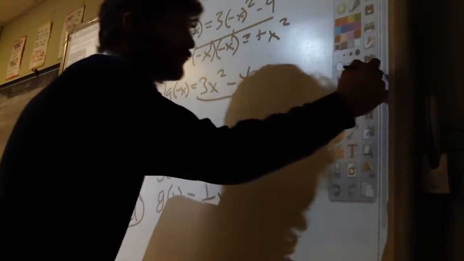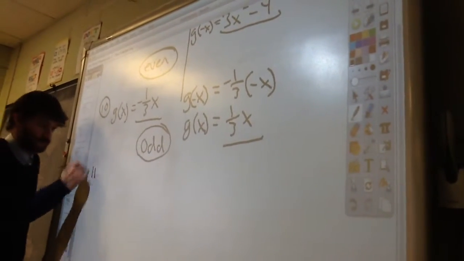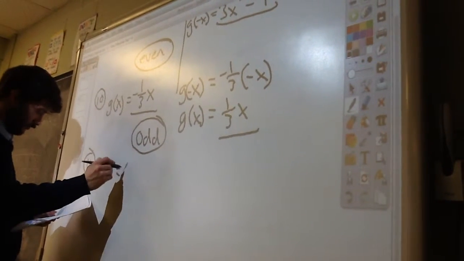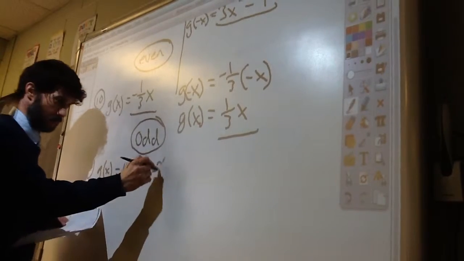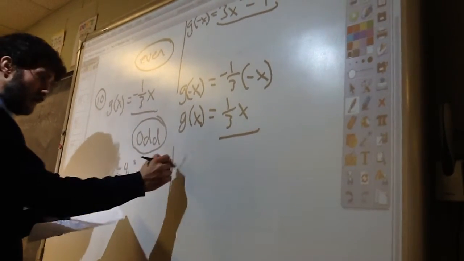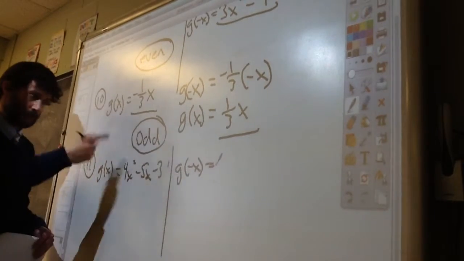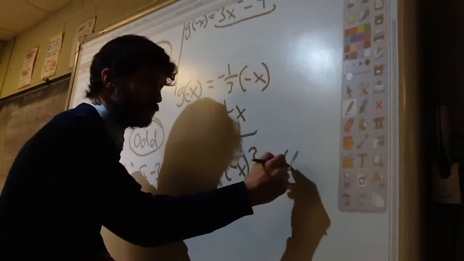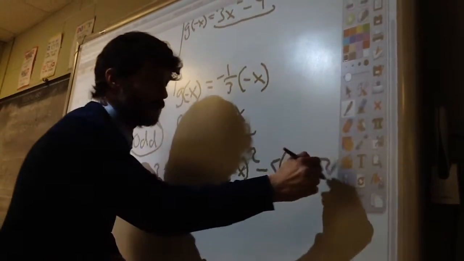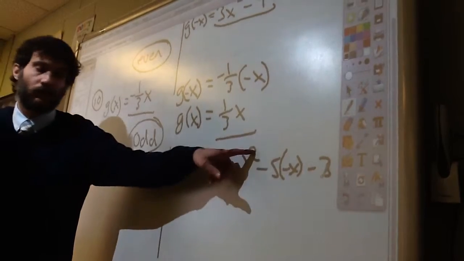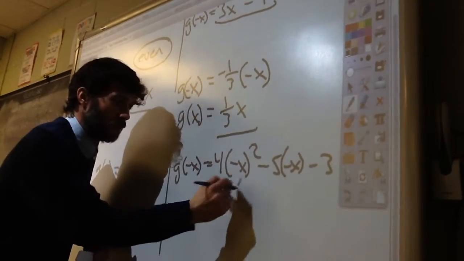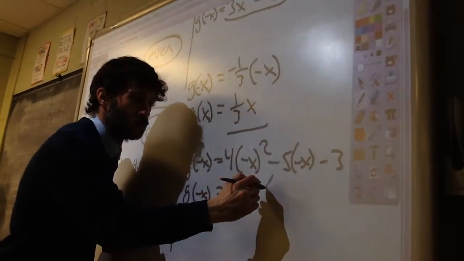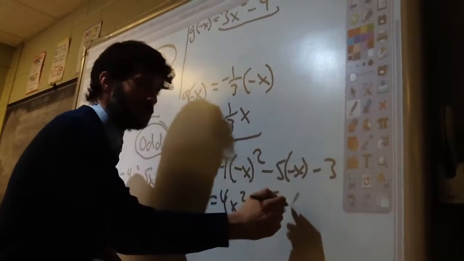And then number 11, which I think I can fit on here. Same deal. So here's the original. And if I find g of negative x, I'm going to substitute a negative x everywhere I had an x. Minus 5 times negative x minus 3. Okay, let's simplify. We figured out last time that negative x squared was just x squared. So this is 4x squared. And negative 5 times negative x would turn into, good, plus 5x. And then the minus 3 is still minus 3.